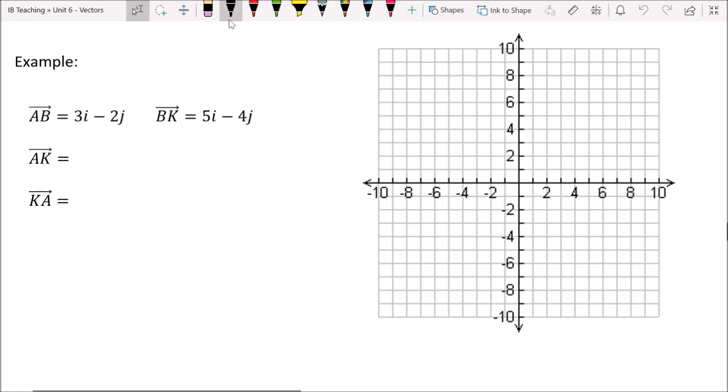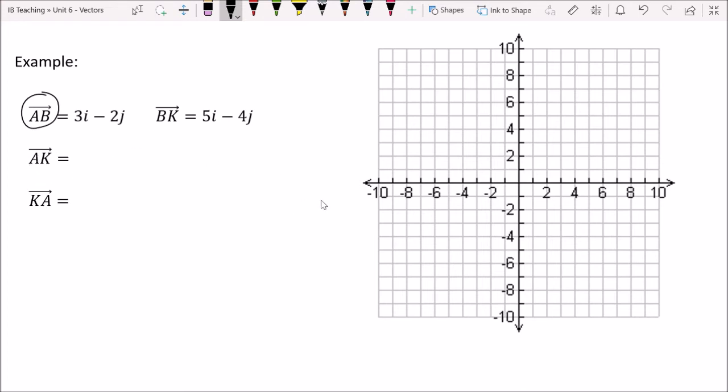In this one, we have a little bit different notation. I hope it'll be intuitive to you that looking right here, this is a vector that starts at point A. See, A is over here by the initial point, and B is over here by the terminal end of that thing. It starts at A and goes to B. This is a vector that goes from B to K, and then we have a couple questions here.